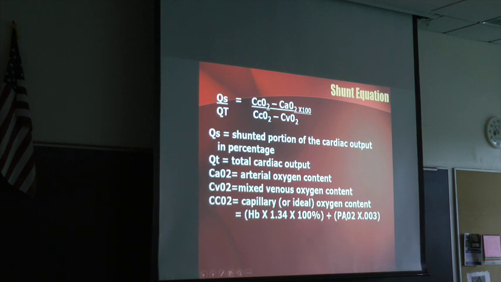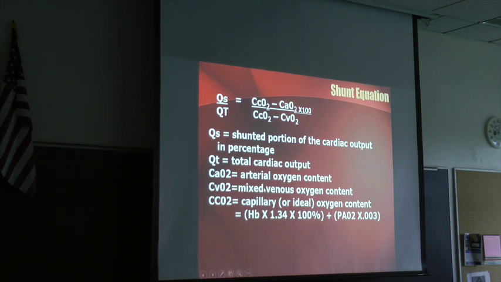The other thing is you use alveolar oxygen pressure, because you're assuming that it's a perfect lung and all of the oxygen in the alveoli would make it into the capillaries. So whatever you calculate for alveolar oxygen is what you put into the equation. This would give you an ideal capillary oxygen content.